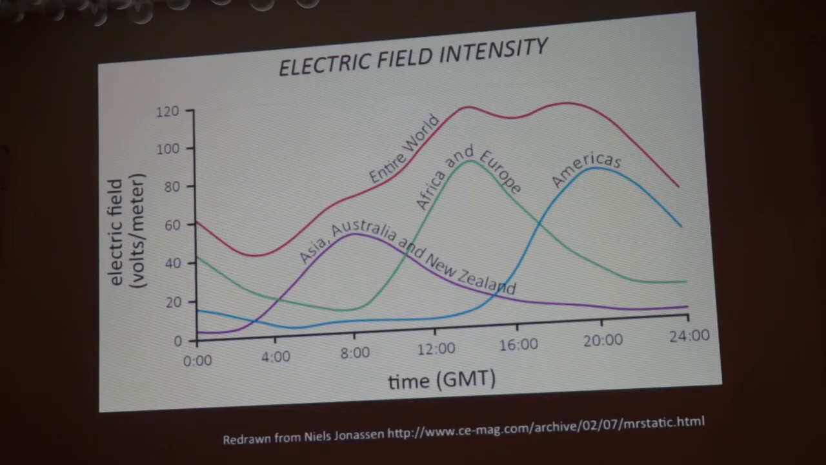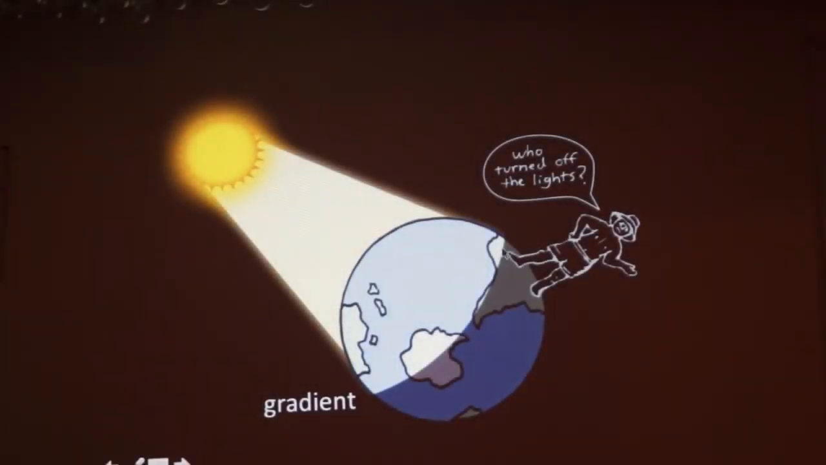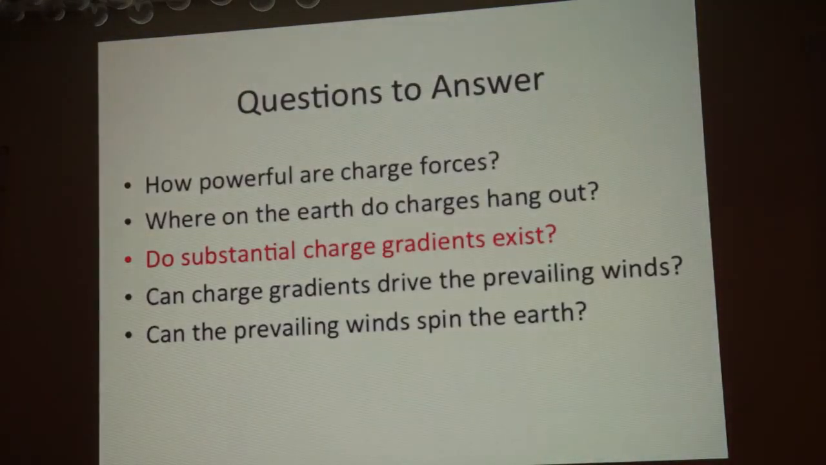It means up there, the amount of positive charge that exists up there varies by a factor of 10 from day to night. This is not 10%, but this is a factor of 10. It's astonishingly large. So, when you're at the boundary between day and night, there's going to be a gradient. You're going to have more positive charge in the atmosphere here and less here. And of course, the same thing on the other side. There's a day-night boundary and a night-day boundary. So, do substantial charge gradients exist? Yes.